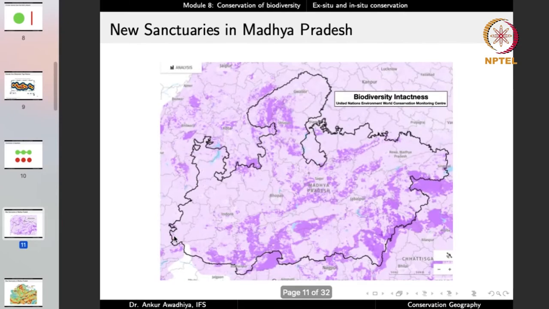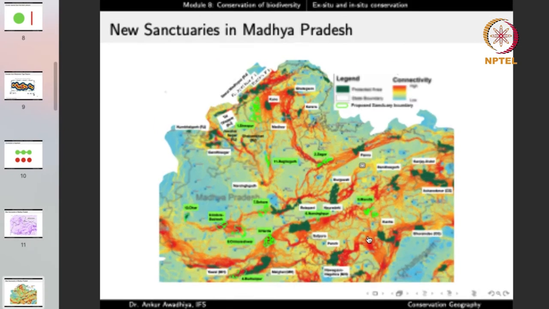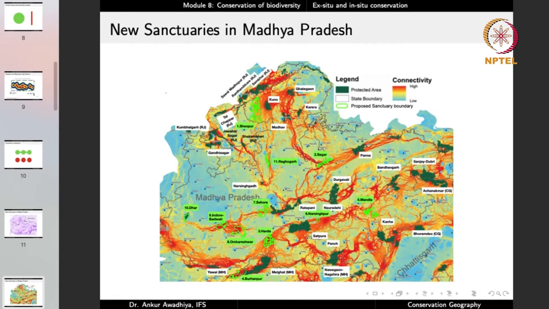So now if you look at the biodiversity intactness index, if you look at the existing sanctuaries, look at a gap analysis, and also look at connectivity, we can locate the areas where new sanctuaries can be constructed. So this is how these principles play a role in actually making a decision about where to place the sanctuaries. And in all of these locations, we can then look at the principles of reserve design and try to create as large a sanctuary as possible.